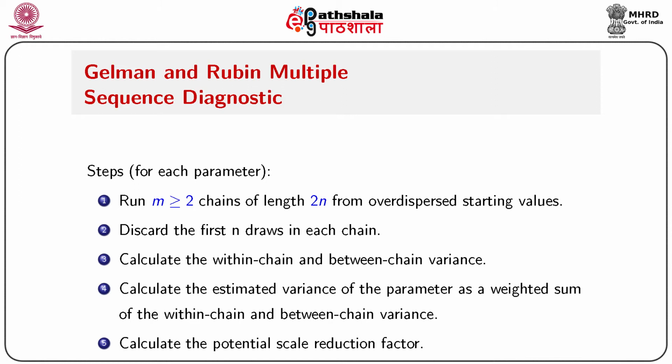Now we'll see the Gelman-Rubin multiple sequence diagnostics. I'm just stating the different steps for this diagnostic process. Run M greater than 2 chains of length 2n from overdispersed starting values. Discard the first n draws in each chain. Calculate the within-chain and between-chain variance. Calculate the estimated variance of the parameter as a weighted sum of within-chain and between-chain variance. Calculate the potential scale reduction factor.